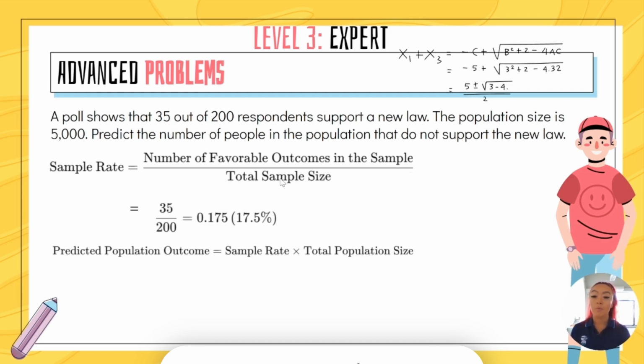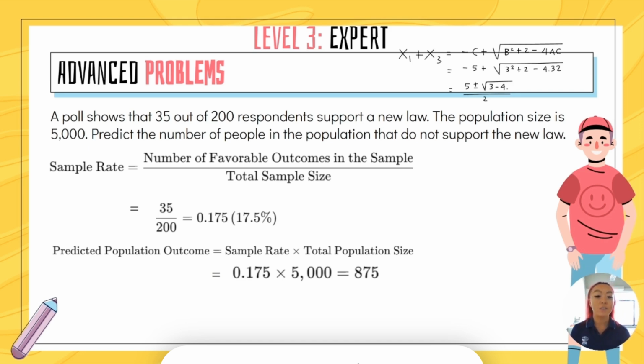Now we'll figure out the predicted population outcome by using the formula. We'll multiply the sample rate that we just found by the total population size. So we multiply 0.175 by 5,000, and we get 875. Now, many students will stop here and say that 875 is your answer. And for multiple choice questions, the SAT will definitely put 875 as one of the choices.